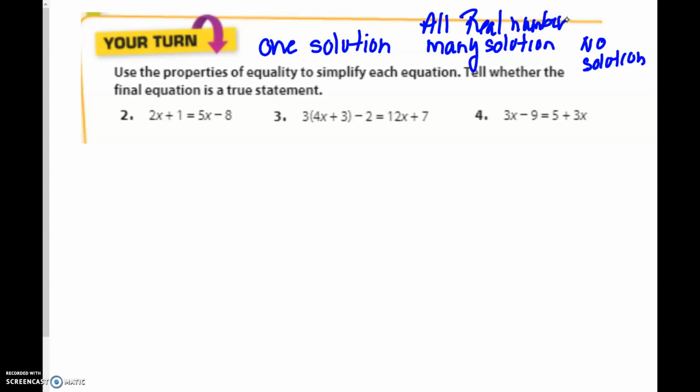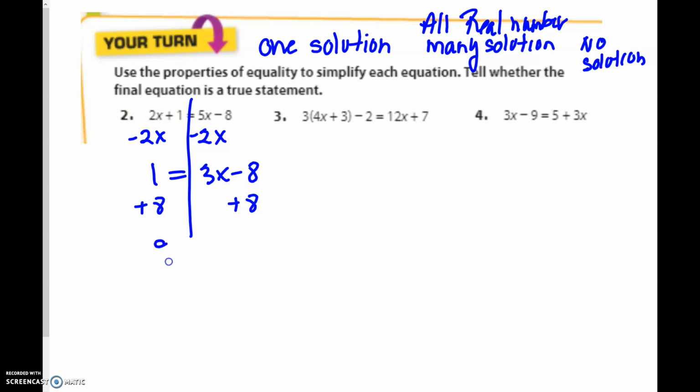So let's look at this. Let's look at number 2. So take a second. If you need to, pause the video, get it copied down. All right, so when we look at this, let's look at getting our x's together. I always like to get my letters first. So minus 2x, minus 2x. So we're going to have 1 equals 3x minus 8. All right, and we can keep going, and we're going to add 8 to both sides. So 9 equals 3x. All right, then we can divide by 3. So 3 equals x.